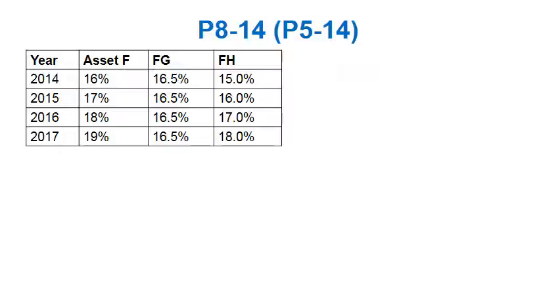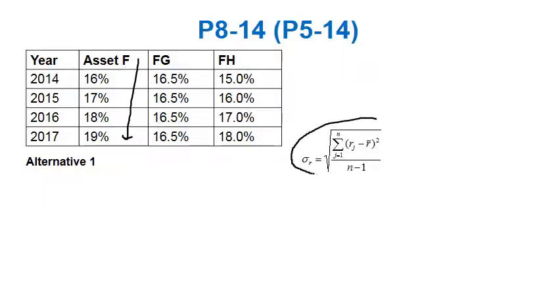So what we're going to do is start with alternative 1, where you see the returns here for asset F, so that's 100% of funds being invested in asset F. And here is our standard deviation formula for your reference. Apologies that it is to the side, but I'm a little bit limited on space on this slide in terms of the workings.